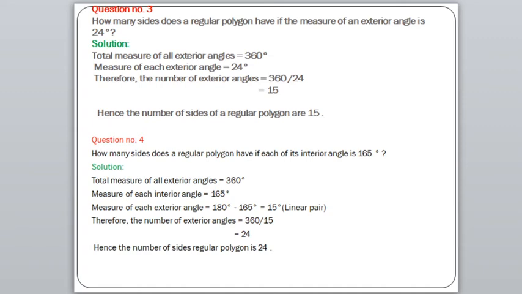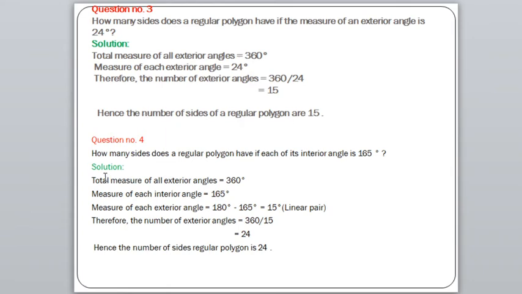In question number 3 it is given, how many sides does a regular polygon have if the measure of exterior angle is 24 degree? Here the measure of exterior angle is given and we have to find out how many sides a regular polygon has. So by using the angle we have to find out the number of sides. The total measure of all exterior angles is 360 degree. The measure of each exterior angle is given as 24 degree. Therefore the number of exterior angles equals 360 divided by 24, which is equal to 15. Hence the number of sides of the regular polygon is 15.